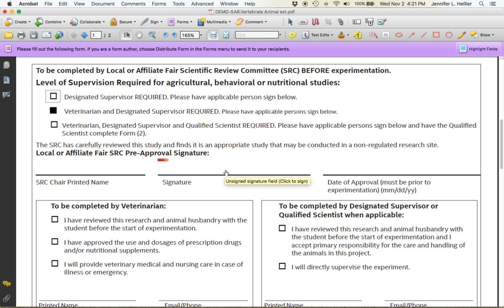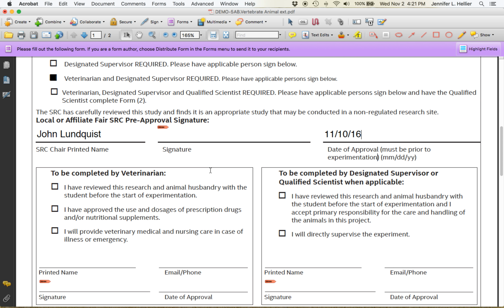And remember, your adult supervisor cannot be on the SRC. Your SRC would then print their name, and here it's going to be John Lundquist. The date of approval, which must be prior to experimentation, and since these experiments are going to be done during Thanksgiving break, then you would have your SRC sign here.